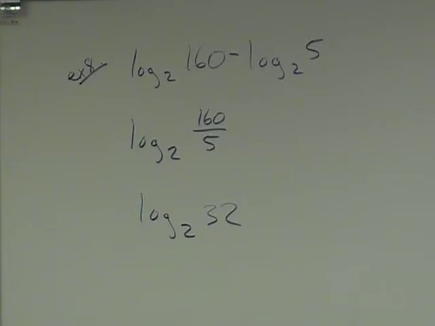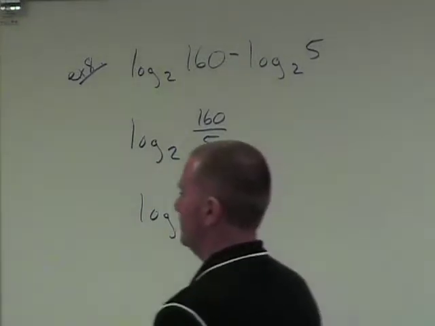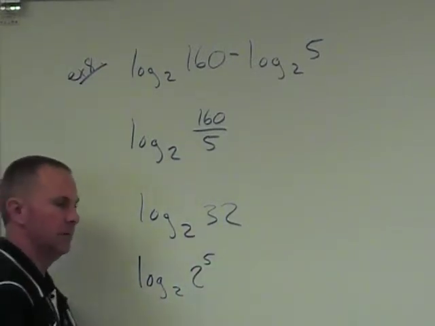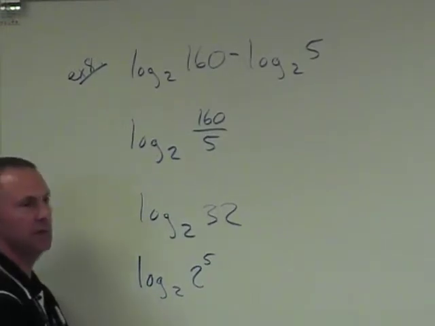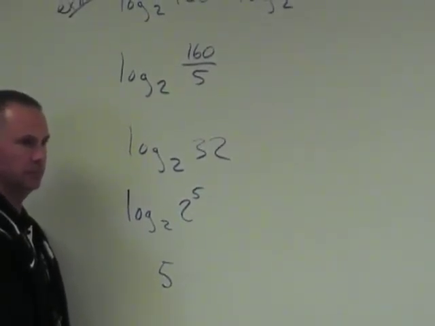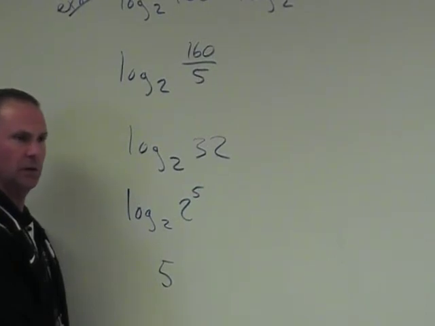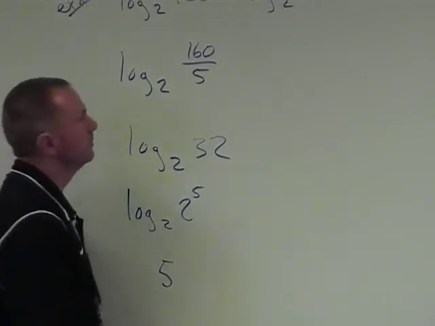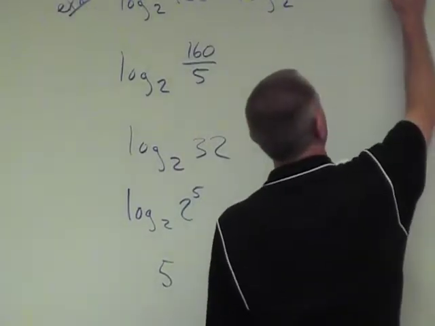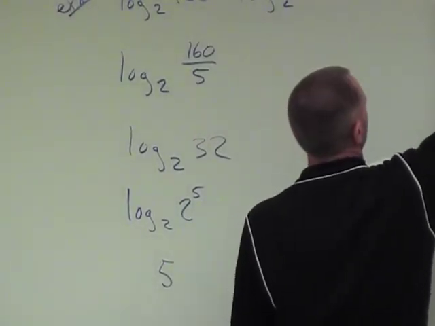What's 2 raised to what power is 32? 5. So that whole answer is 5. Raise your hand if you don't understand why it's 5. Okay. Next, let's do 10. We'll just do a bunch of these for practice.